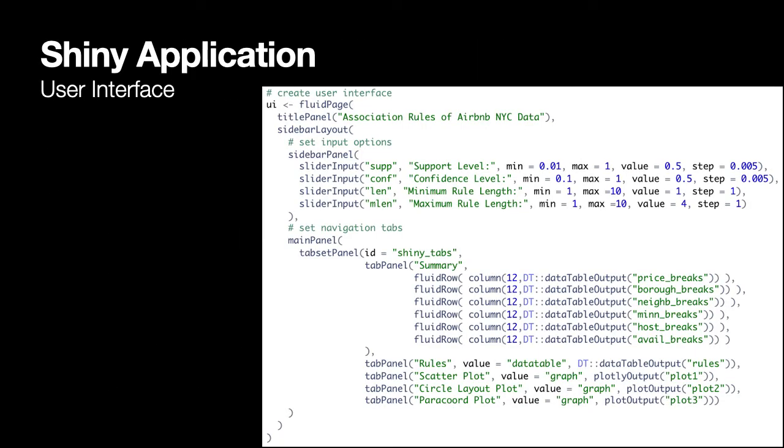With the rule set created, I will move on to the user interface of the Shiny application before the server. Here I set up the sidebar panel where the user has the slider options to change the values of the a priori call. And then for the main panel, I set up all the different tabs for the tables and plots.